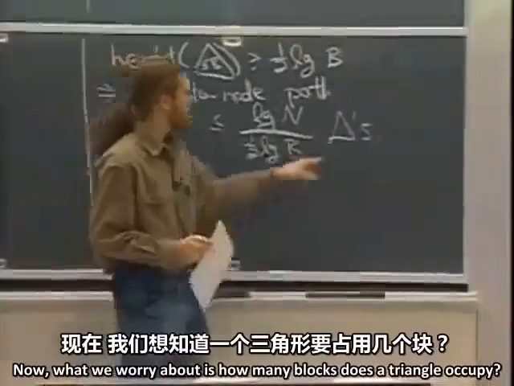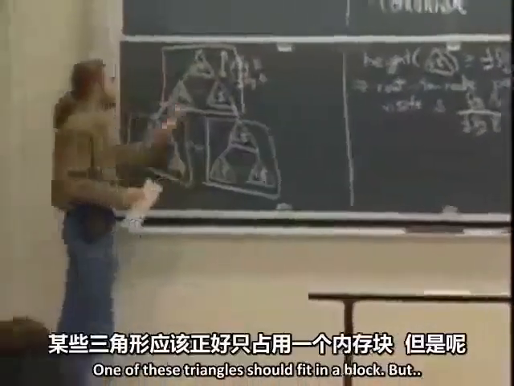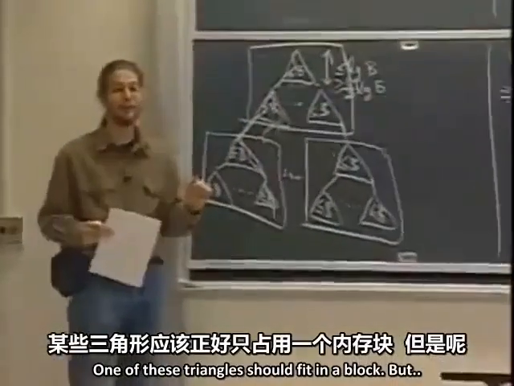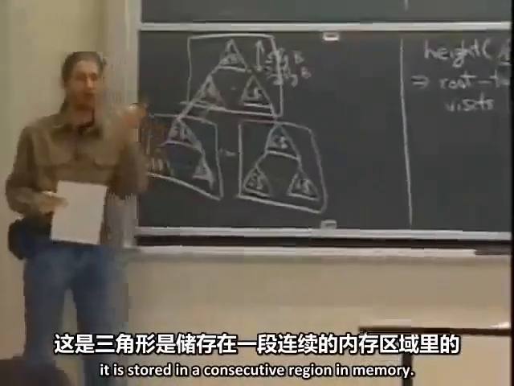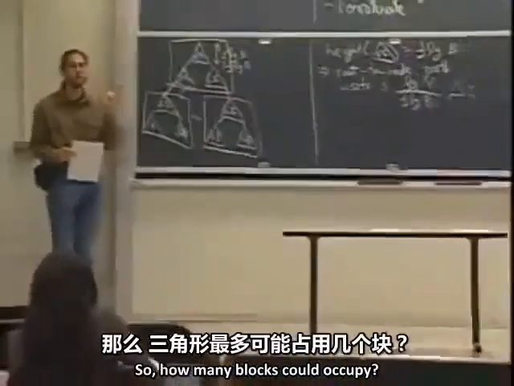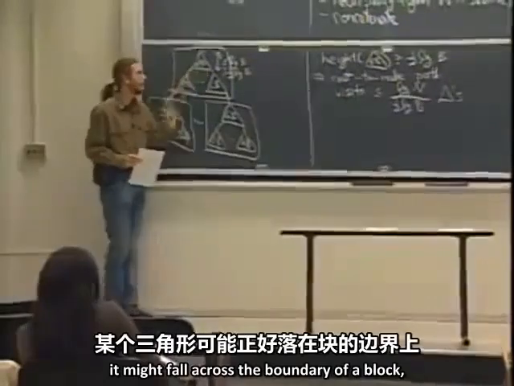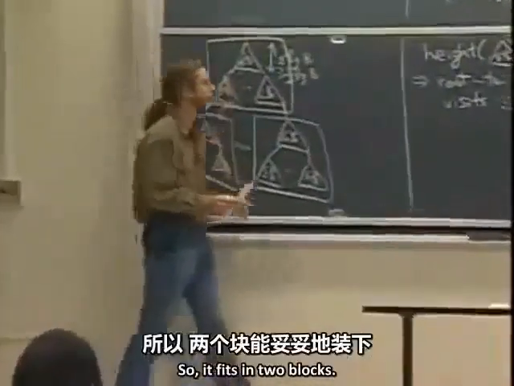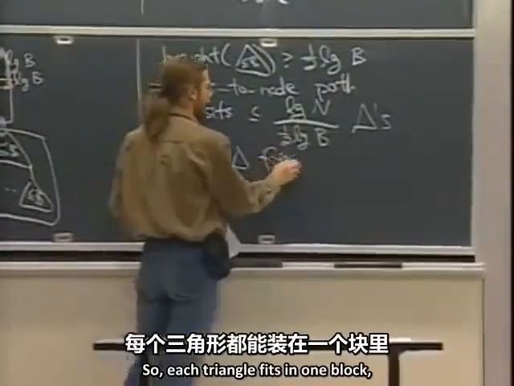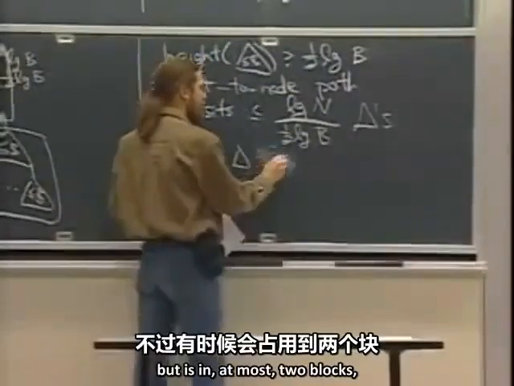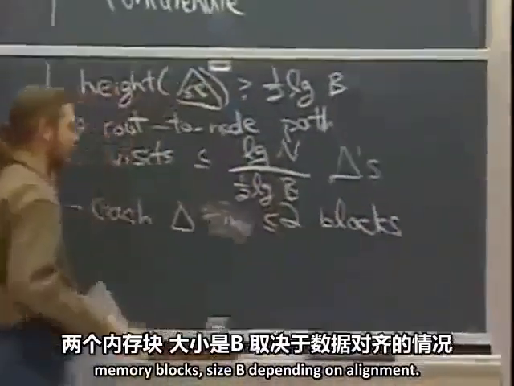Now, what we worry about is how many blocks does a triangle occupy. One of these triangles should fit in a block, but we know by the recursive layout it is stored in a consecutive region in memory. So how many blocks could it occupy? 2. Because of alignment, it might fall across the boundary of a block, but at most one boundary. So it fits in 2 blocks. So each triangle fits in 1 block, but is in at most 2 memory blocks of size B, depending on alignment.